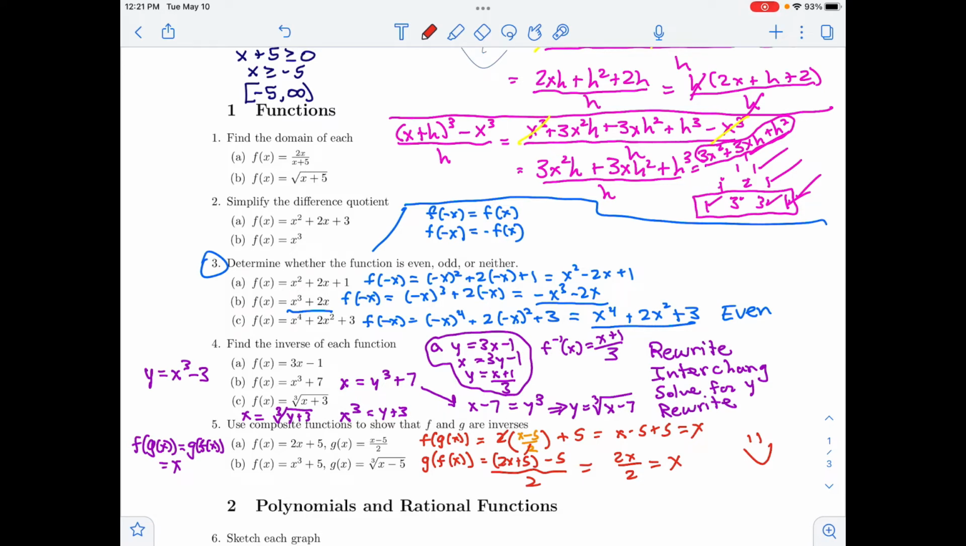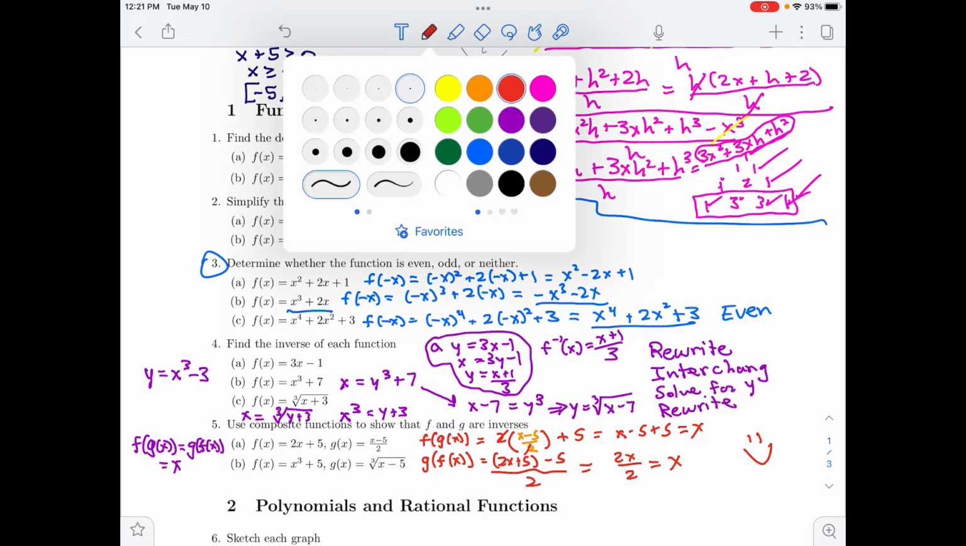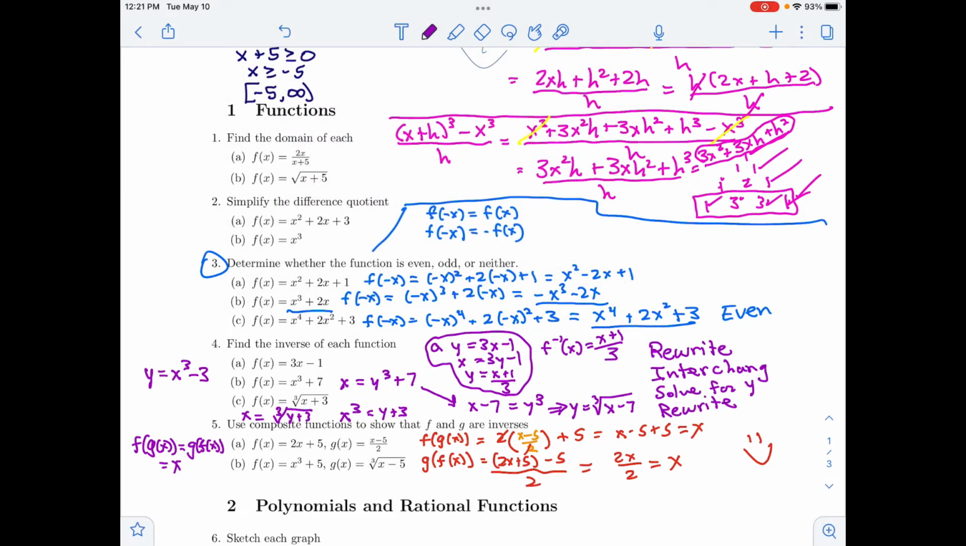And we do the same thing for part B. All these are the same. So we've got f of g of x. Okay, here we go. Blank cubed plus 5. The cube root of x minus 5. And that is just going to be x. Okay? Because we cube a cube root, and then we just got x minus 5 plus 5.